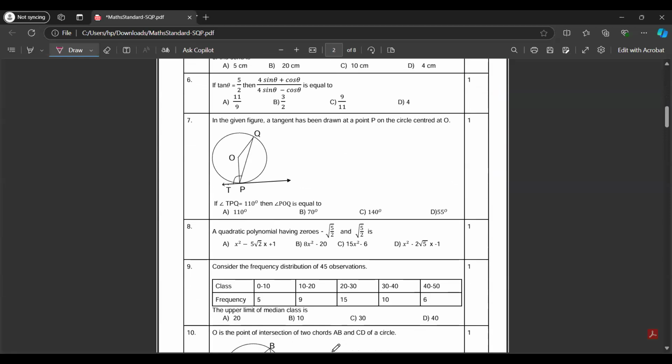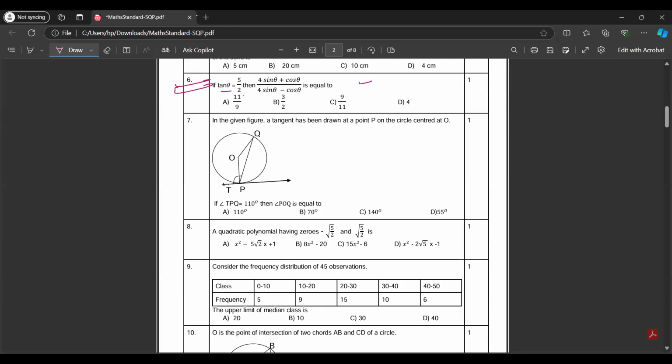Now come to this question. Question number 6. If tan theta, this type of question definitely came in your exams. See, tan theta is equal to 5 by 2. Then find the value of 4 sin theta plus cos theta divided by 4 sin theta minus cos theta. Aryan, any idea? Moksha, Abhinav, Sumuk, Dharya.